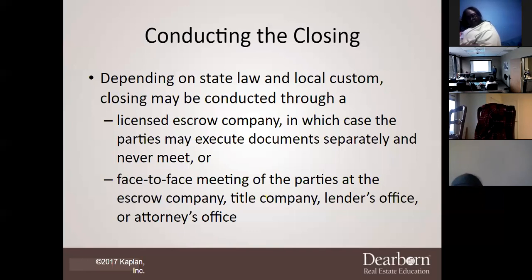Sometimes face-to-face is not a good idea. If your buyer is not happy with some of the things that the seller has done, you may want to go this route where they never meet.